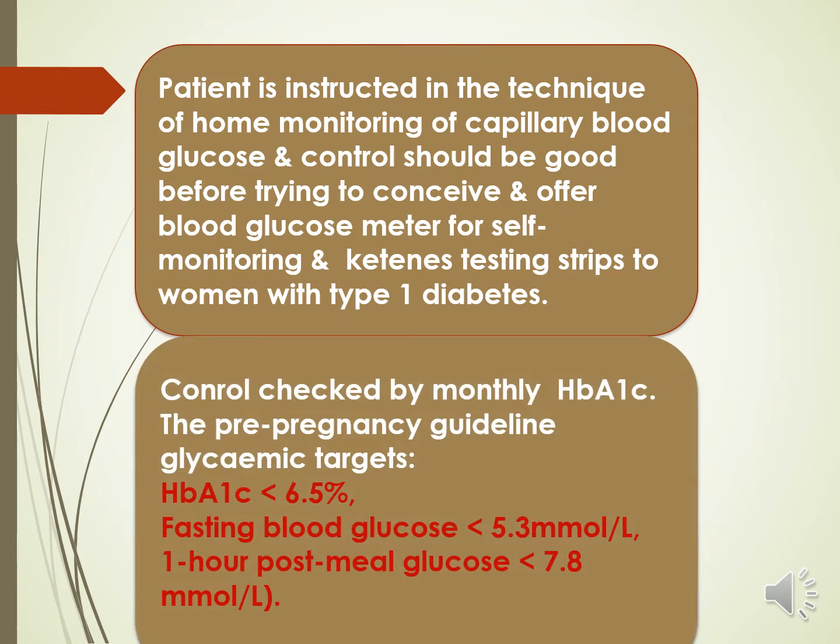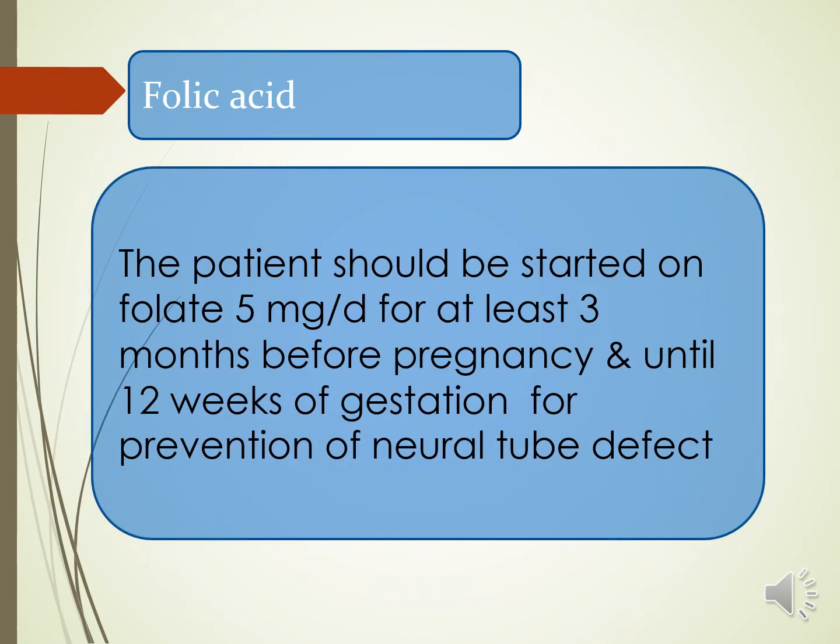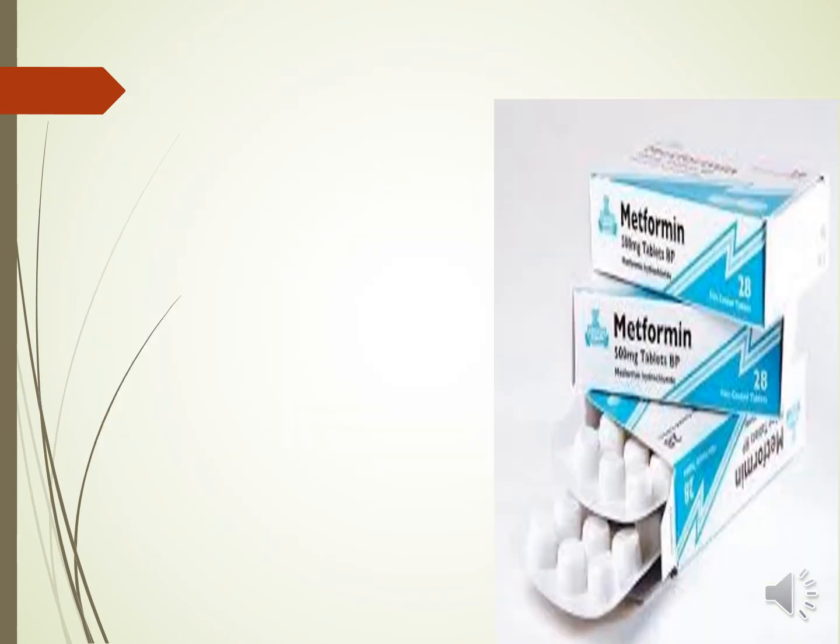Control is checked by hemoglobin A1C, which should be less than 6.5, fasting blood glucose should be less than 5.3, and 1 hour post glucose load should be less than 7.8. Patients who are not achieving this target should be discouraged from becoming pregnant. Folic acid 5 mg should be given for at least 3 months before pregnancy and until 12 weeks of gestation for the prevention of neural tube defects.